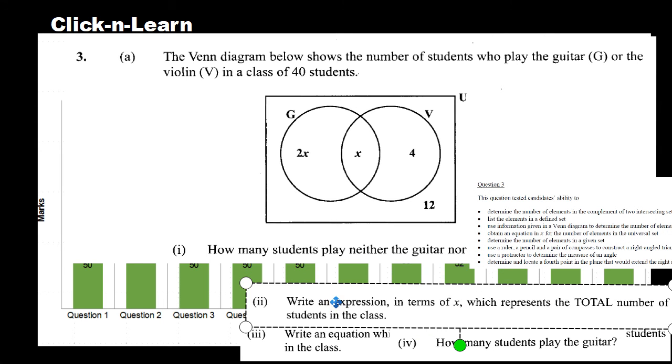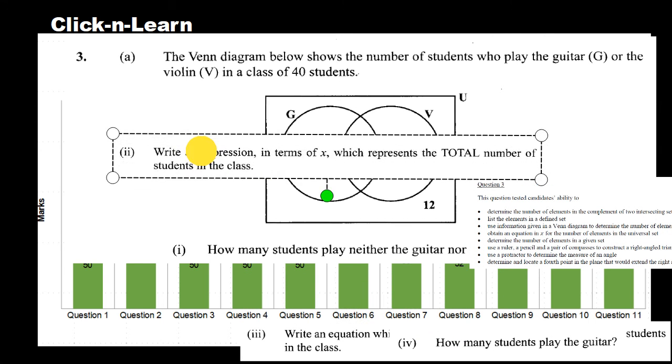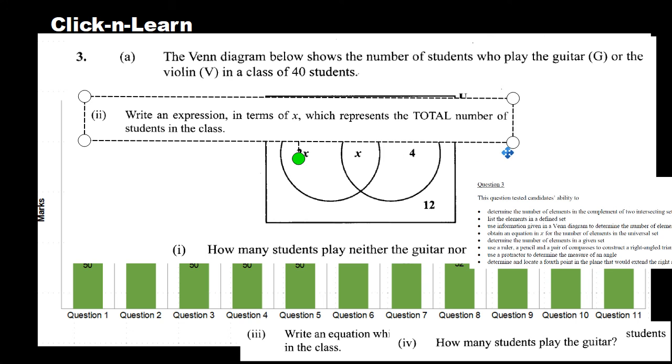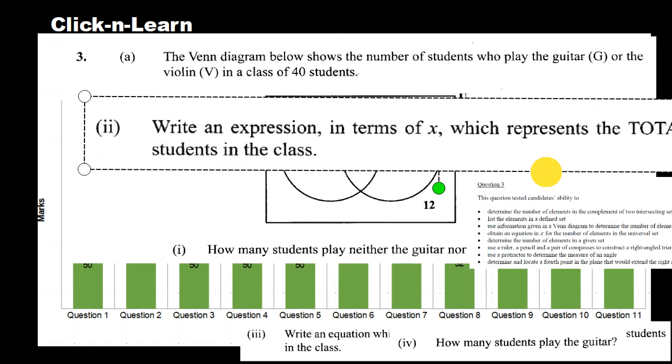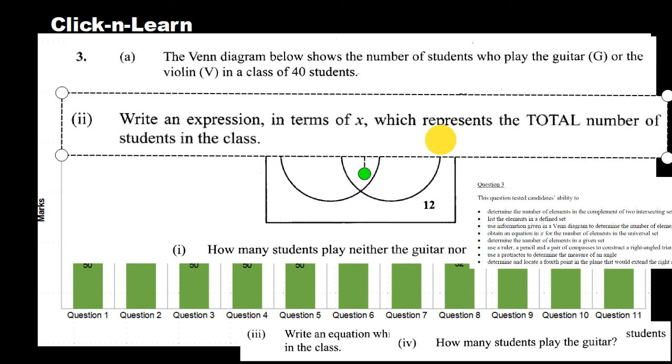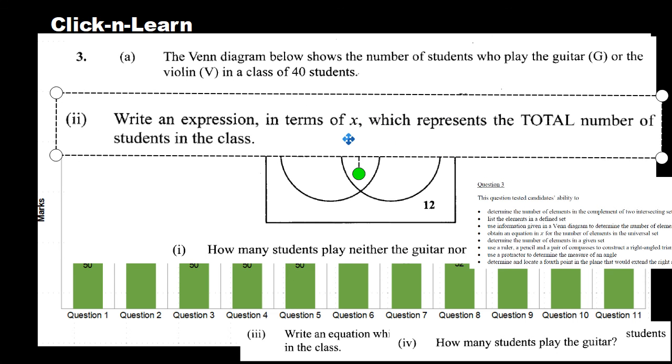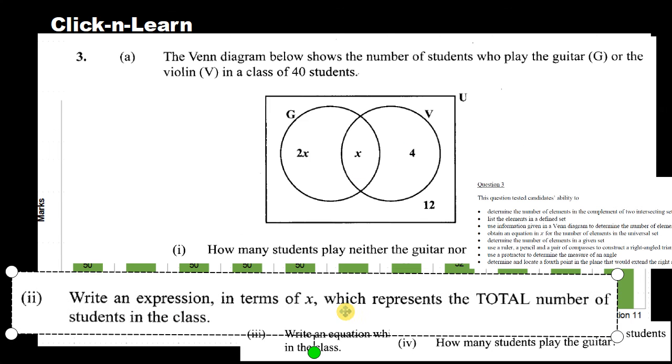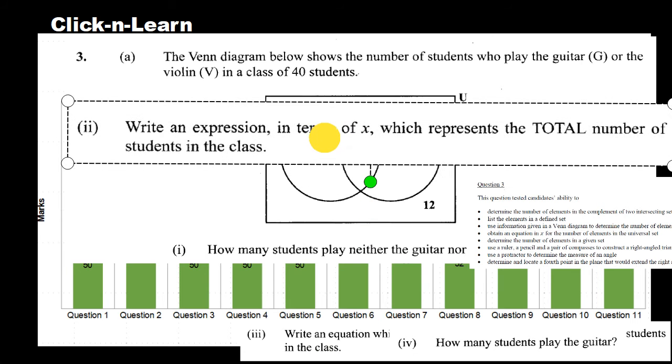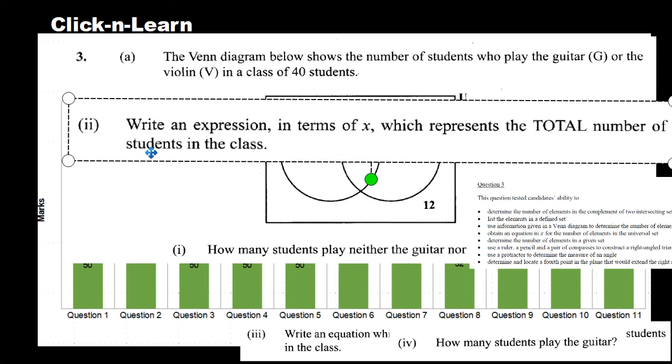For example, one part of the question asks students to write an expression in terms of X, which represents the total number of students in the class. What is the total number of students in the class given that information? So the question had 3 or 4 parts. Question 3 had 3 to 4 parts.